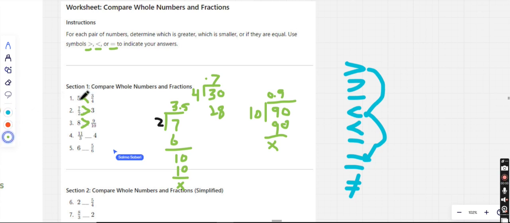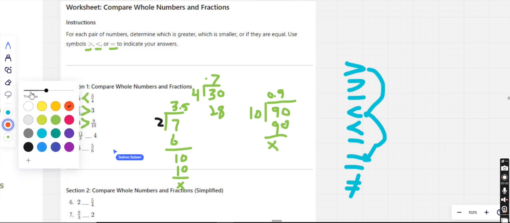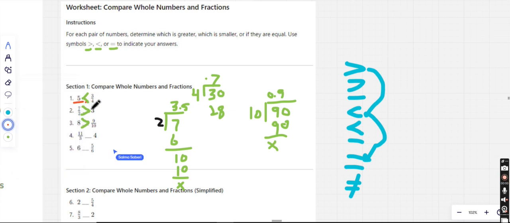First of all, we simplify question number 1. 5 is a whole number, am I right? Good. We compare it with 3 out of 4. So first of all, we simplify 3 out of 4. Understand? In 3 out of 4, 4 is the divisor and 3 is the numerator.